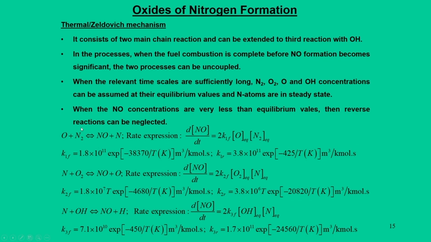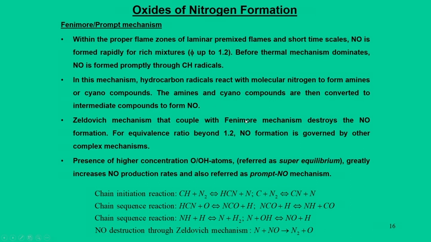So, NO formation can happen in three ways, and the rate at which they form depends on the rate coefficients. These are some sample expressions that talk about how NO formation comes into the picture through these three different routes. Then the next mechanism is the Fenimore or Prompt mechanism.